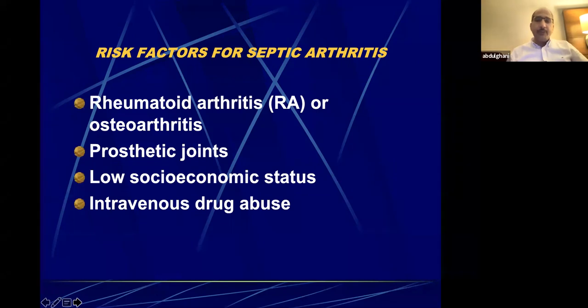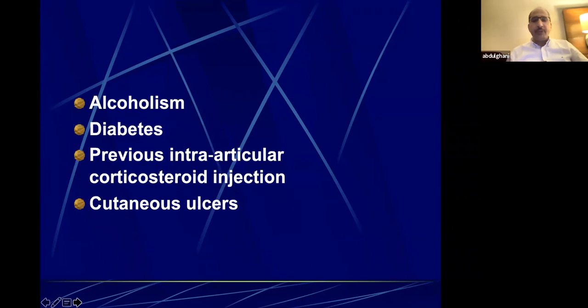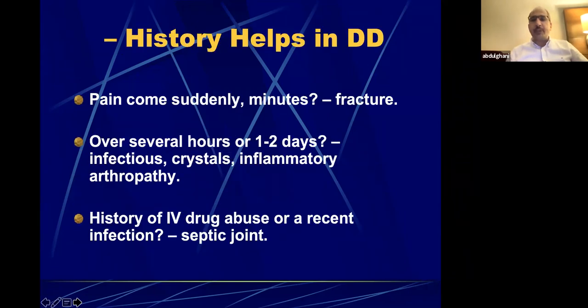Simultaneously, in the history, one must be careful to rule out any predisposing factors or risk factors for septic arthritis. Risk factors can be rheumatoid arthritis, osteoarthritis, prosthetic joint, low socioeconomic status, IV drug abuse, history of alcoholism, diabetes, previous intraarticular corticosteroid injection, or any history of cutaneous ulcer in and around the joint or in the limb.